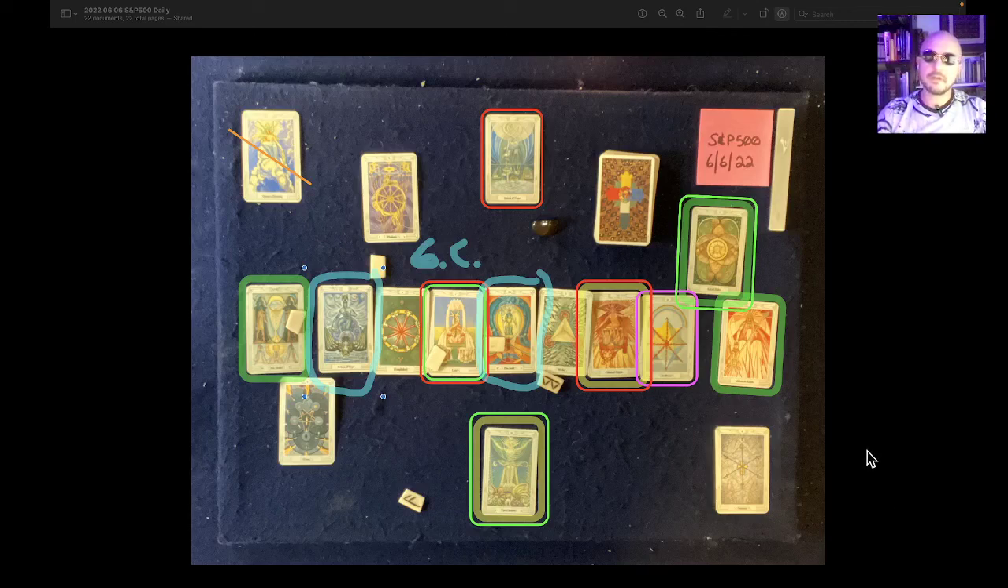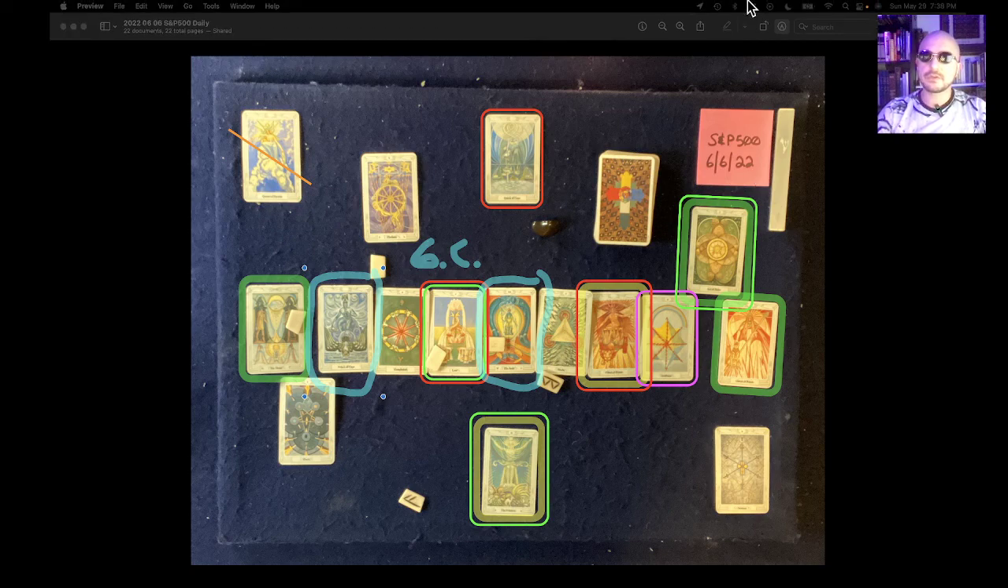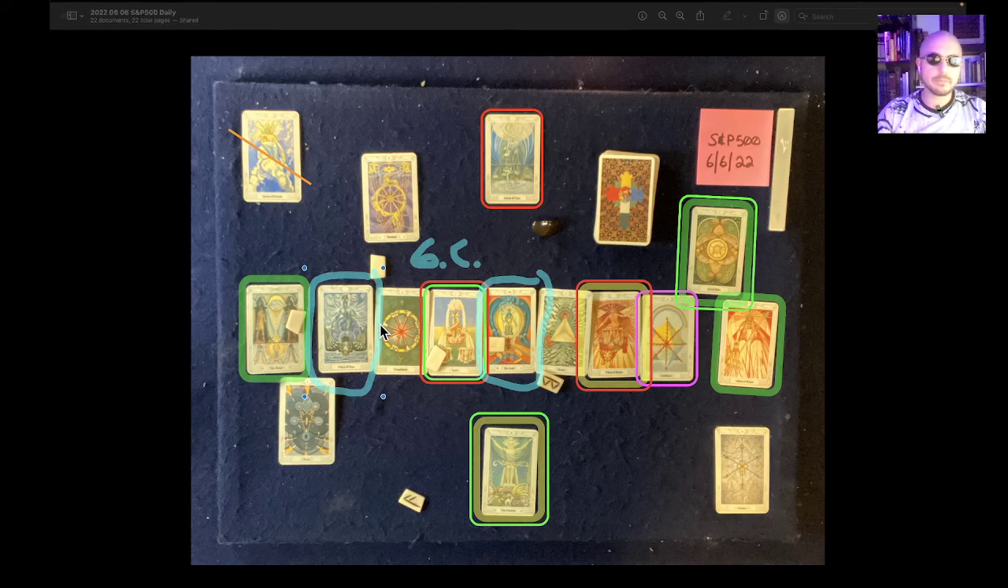This is the S&P 500 one-day reading for June 6th, 2022. It's currently May 29th, 2022, 7:38 p.m. The overall theme and behavior is a period of volatility. There's a notable dip in that period of volatility. Looks like it gets canceled out, however, based on there being no correlation. Somehow it's nullified.